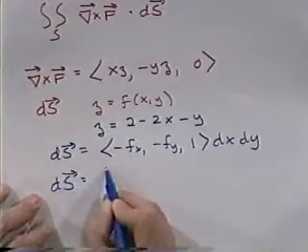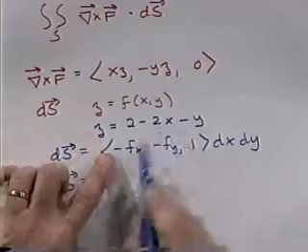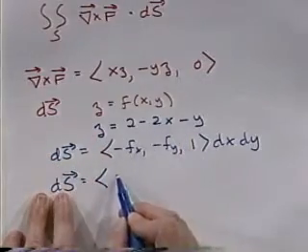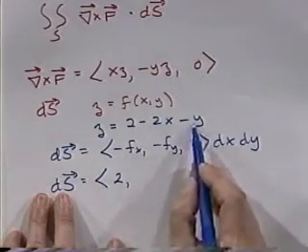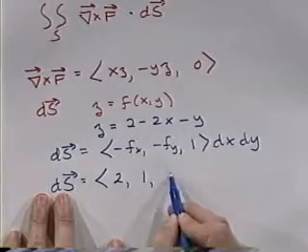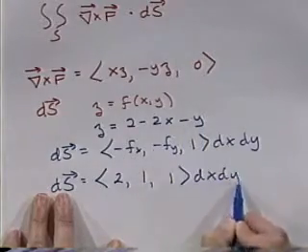dS is going to be, let's see, minus the partial of that with respect to x, which is a negative 2. Take the opposite of it, it's 2. The partial of that with respect to y is a negative 1. The opposite of it is 1. We got a 1 there. dx dy.